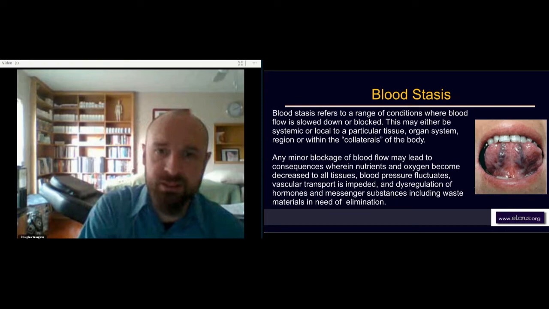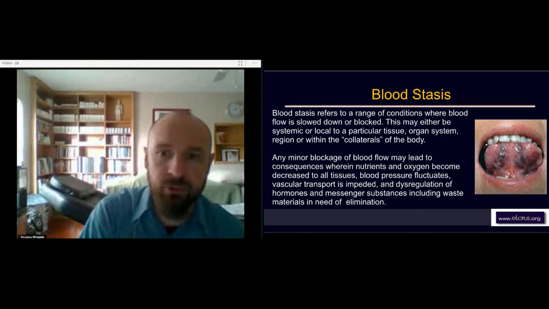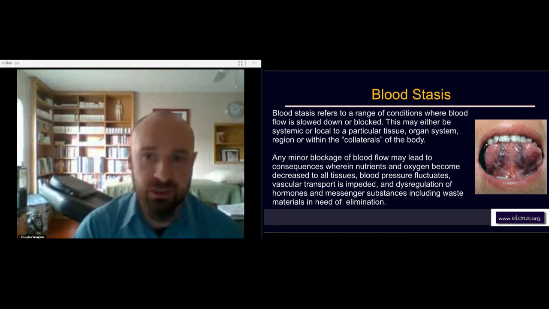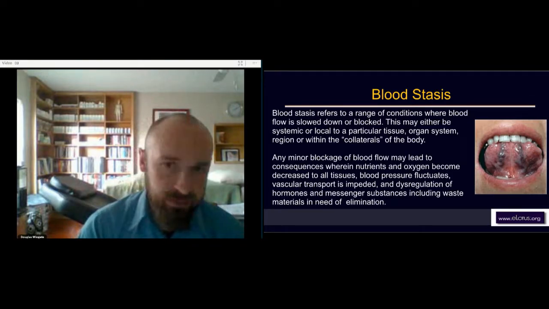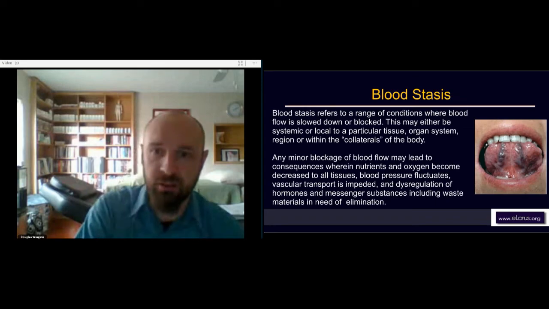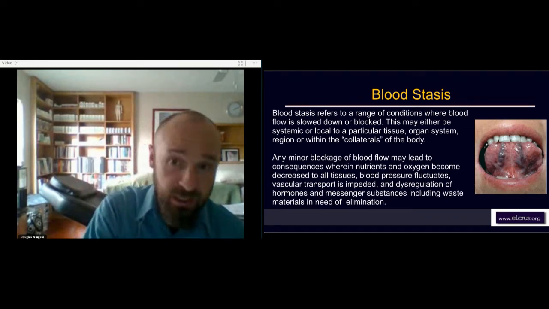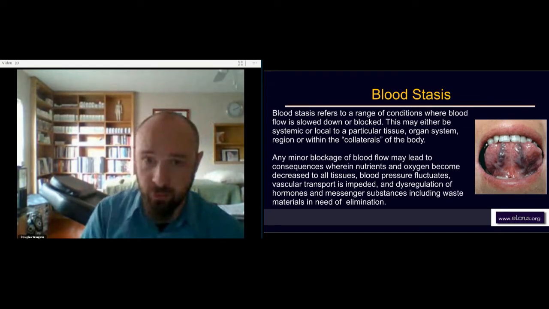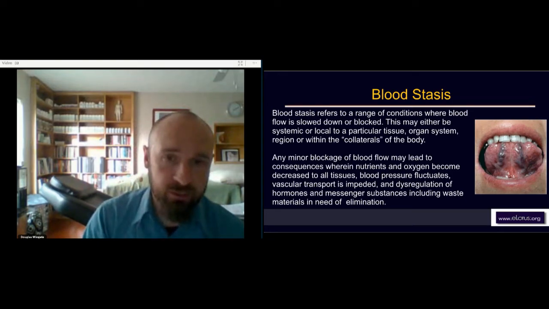So blood stasis as a whole refers to a range of conditions where blood flow is slowed down or blocked in some way. This can either be systemic that we talked about or local. It can affect a particular type of tissue. It can affect a particular organ system. It can affect a region or the collaterals.